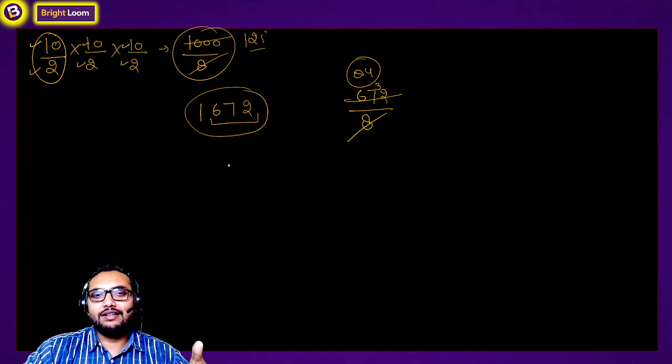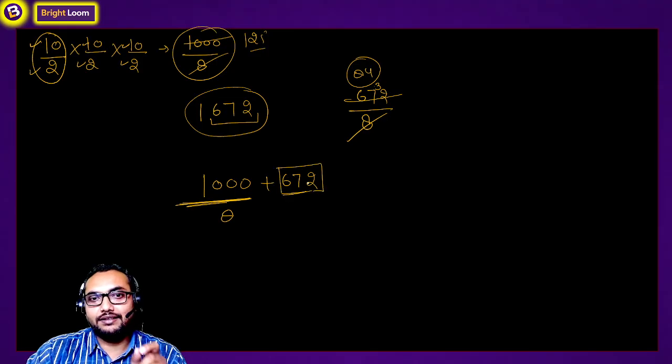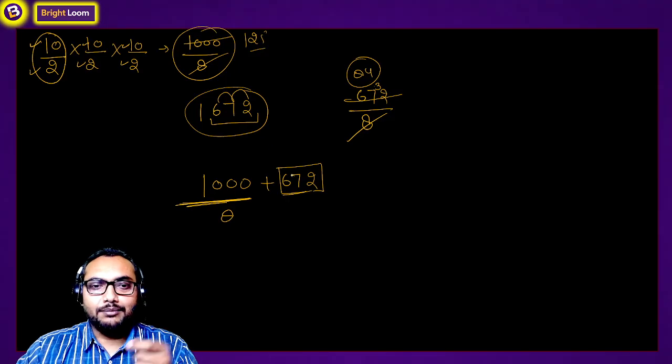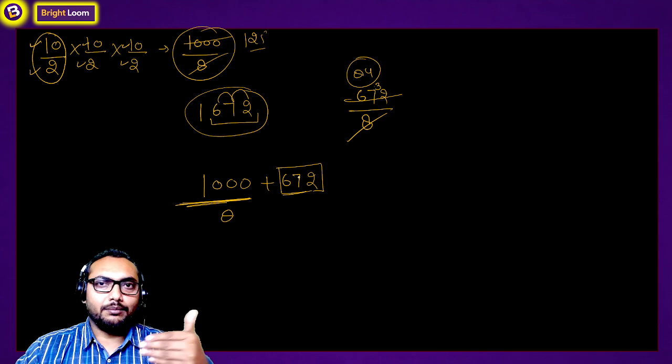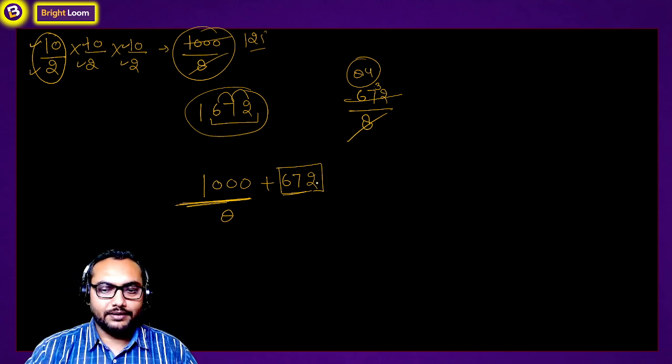But what is basically the concept here? What is the pattern that is going on? I can write 1000 plus 672. I know 1000 is completely divisible by 8, so now we are left with 672. I need to just check whether the 672, which are the last three digits of the number, are completely divisible by 8 or not. If they are, it means the number is also divisible by 8. If they are not, it means the number is not divisible by 8, right?